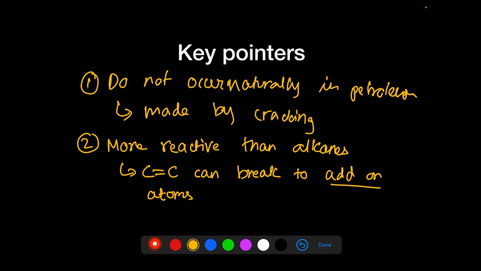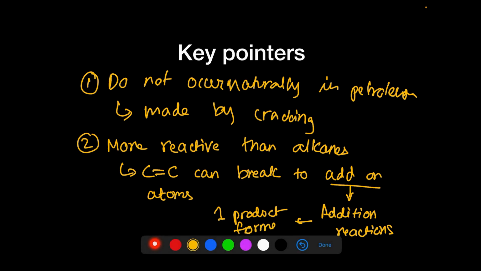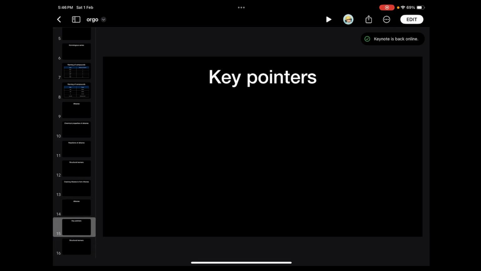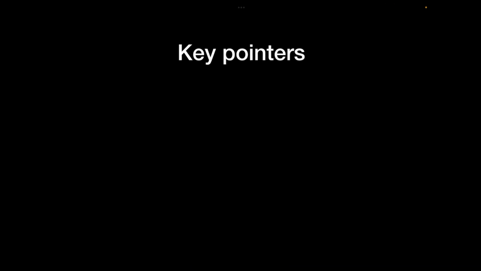Now the word add on is very important, because this means that alkenes undergo addition reactions. In an addition reaction, only one product is formed. So we have these two reactions to remember.